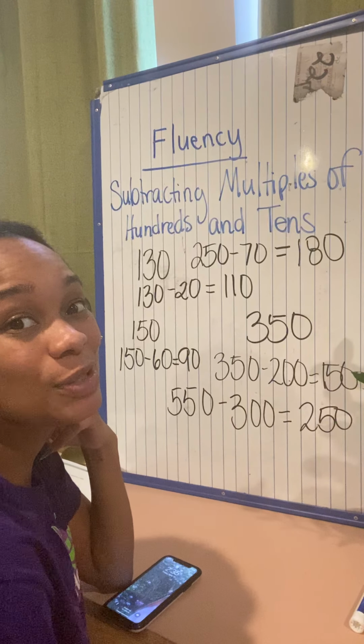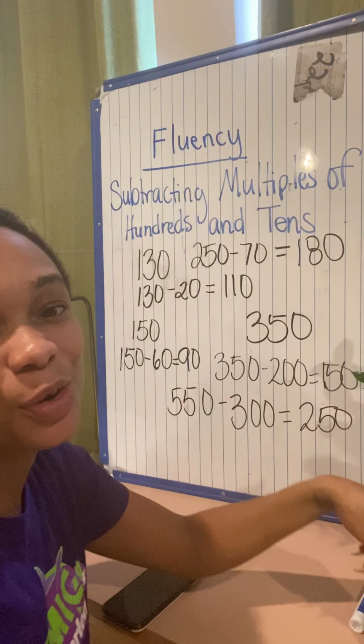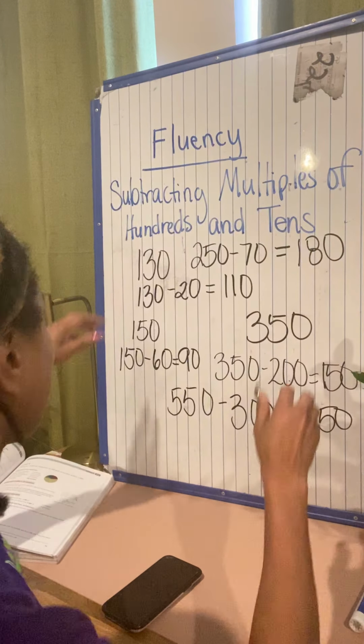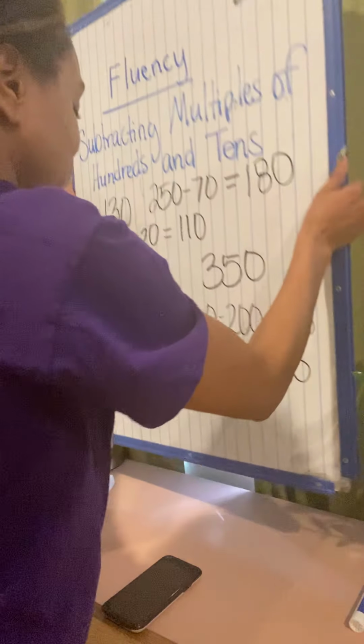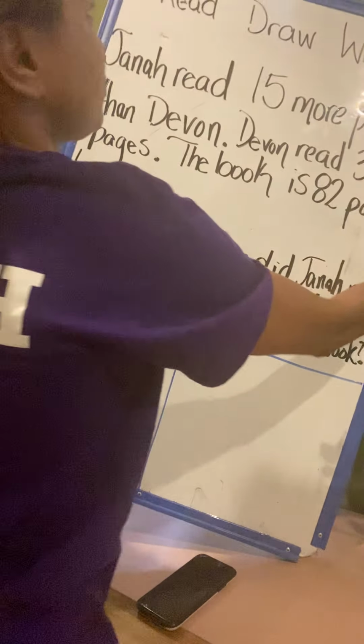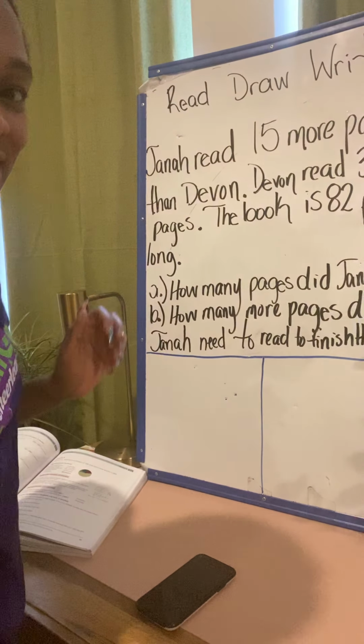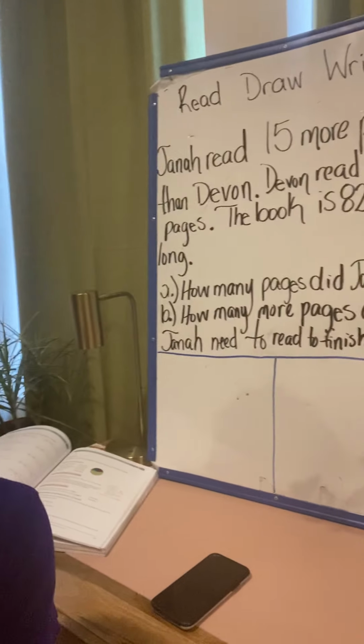So that concludes today's fluency activity, but we're not quite done with math yet. Remember, I said we're going to do a read, draw, write problem as well. All right, make sure you can see. Fix the camera a little.